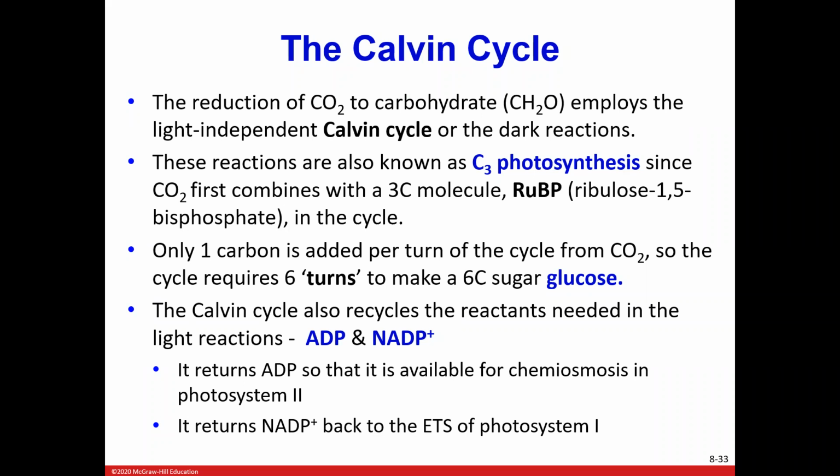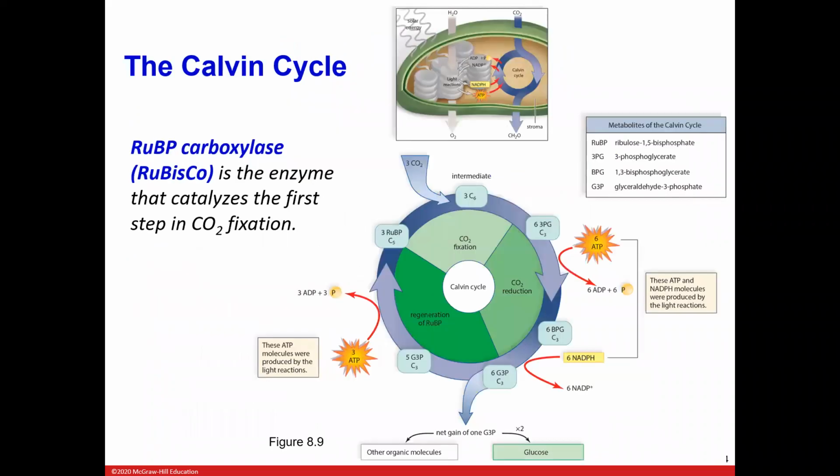NADP, right. The hydrogen will actually get used up when we make the carbohydrate. It returns NADP, so it's available for chemiosmosis in photosystem 2, right? Yeah, photosystem 2, we just talked about it. It has the ATP synthase. It returns NADP back to the electron transport system of photosystem 1. So remember we talked about how NADP is an electron shuttle. It's getting electrons from photosystem 1, right?